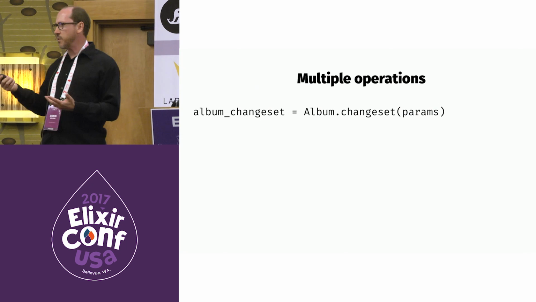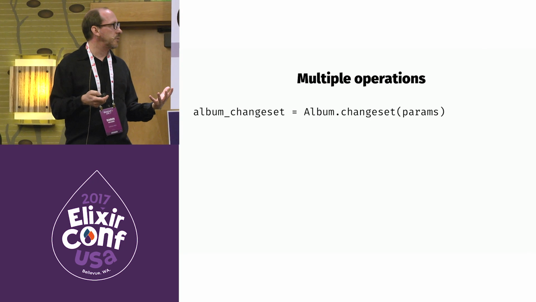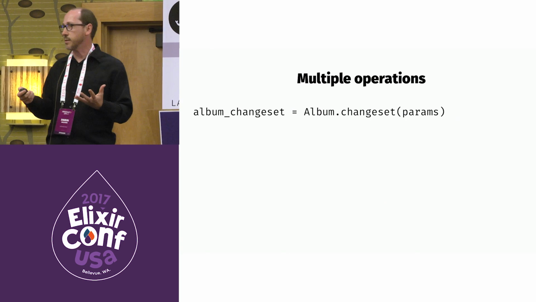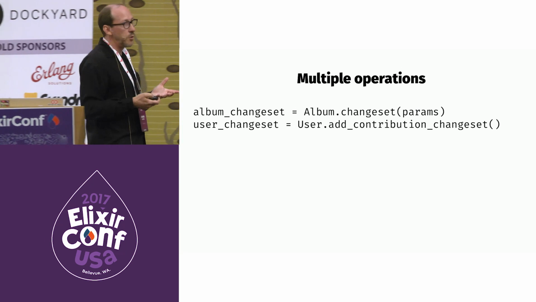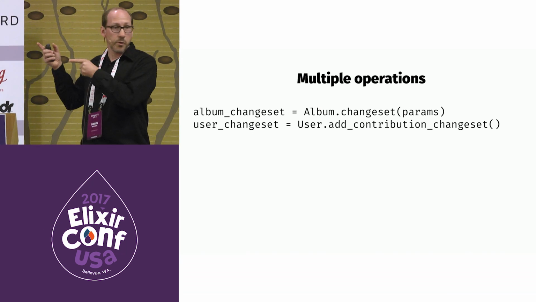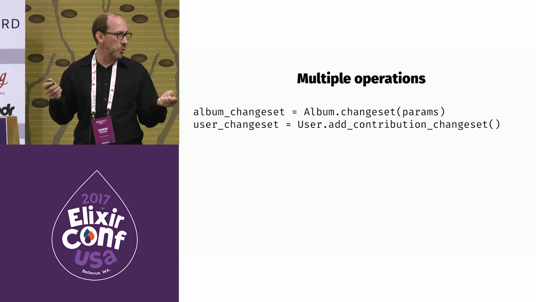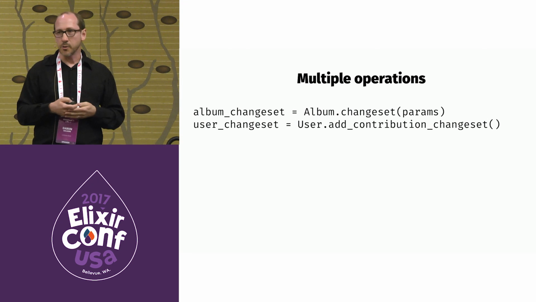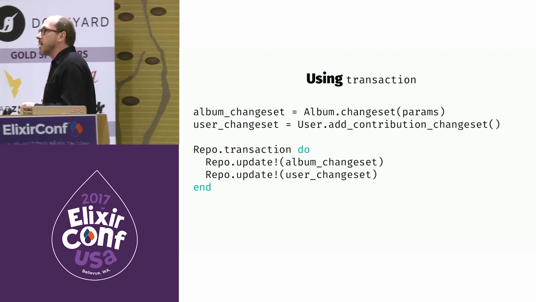But let's say that as part of this application, we want to track the edits that are made to the database, and we want to credit the user that made them, sort of Wikipedia style. So in addition to updating the album, we want to update the user record somehow and bump up their contribution count. We want both of these operations to succeed or to fail and the database to be rolled back. We wouldn't want the album change set to succeed and the user not get credit for it. So the easiest way to do that is with a transaction.